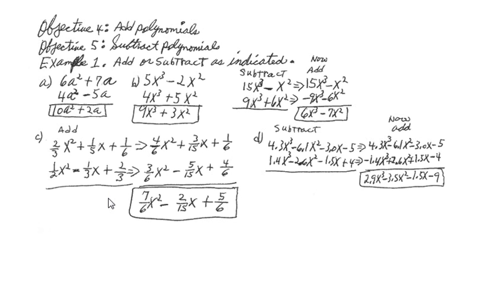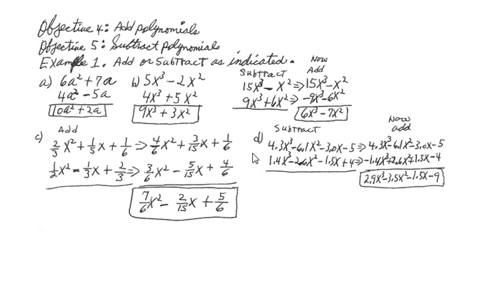Now going to the x terms, we have 3/15 minus 5/15, which gives us minus 2/15, and we attach the x. And now to the last term, we have 1/6 plus 4/6, which gives us 5/6. So the answer, or the total, becomes 7 over 6 x squared minus 2/15 x plus 5 over 6.